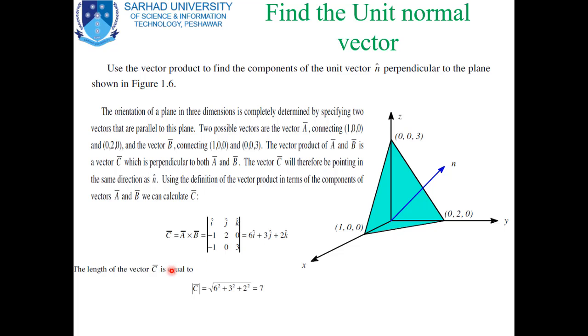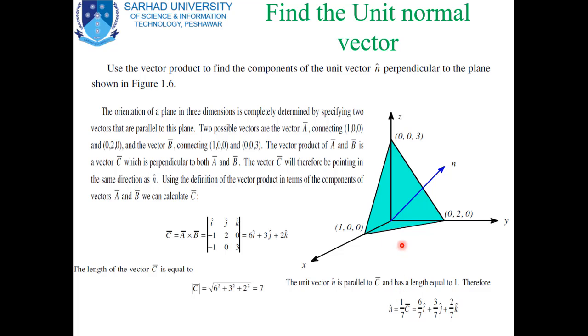And in order to obtain the magnitude of vector C, we will take square of 6, 3 and 2. So 6 square plus 3 square plus 2 square, which is equal to 49, and the square root of 49 is 7. So finally we will obtain the unit vector which is parallel to vector C. So this is also called the normal unit vector of this plane which is perpendicular to this plane.